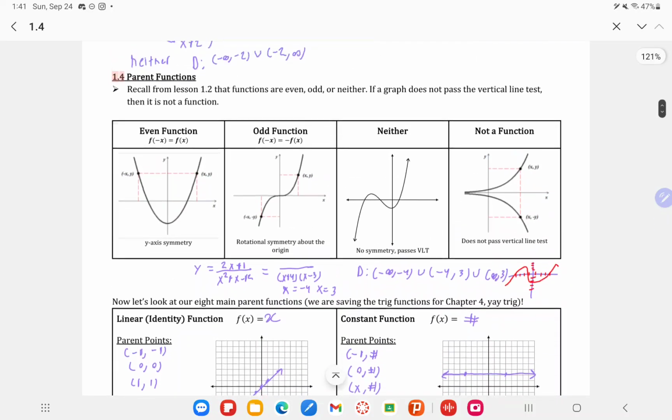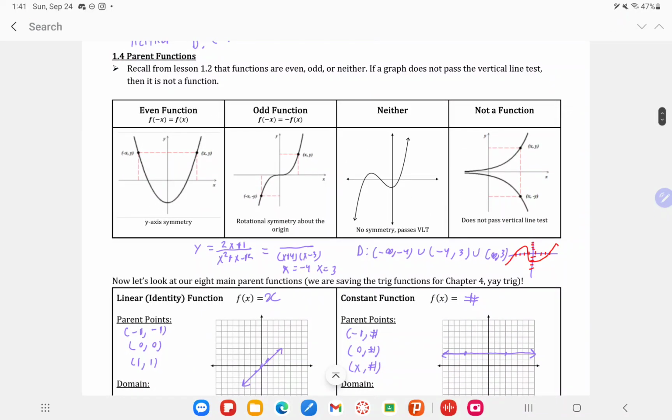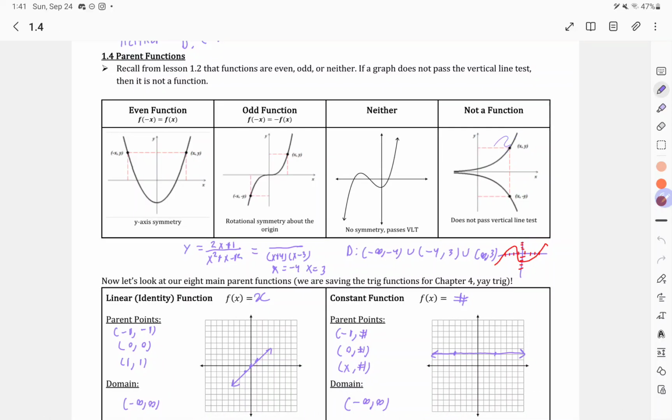So if you draw a vertical line, right? Like, let me demonstrate. If you draw a vertical line here, it passes through 2 points, right? Here. So you can't have a function existing at those points.